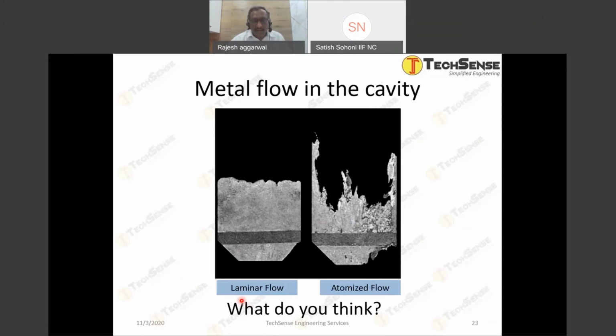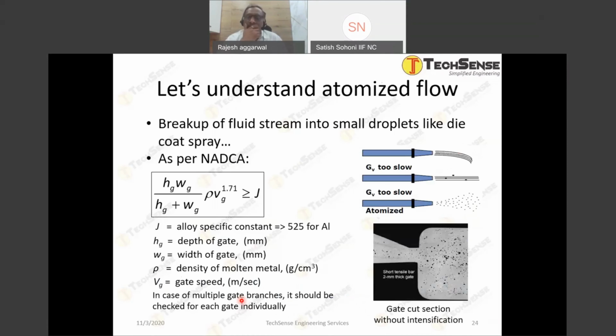So that's why, if we are trying to fill the cavity with a laminar flow, the speed will be very, very less and the fill time will be much higher. The aluminum will solidify very, very fast. So filling the cavity with the atomized flow is the only possibility to achieve the required fill time and the quality of the casting in high pressure die casting. So this flow, what we're talking about, the laminar flow versus atomized flow, is mainly for the high pressure die casting.